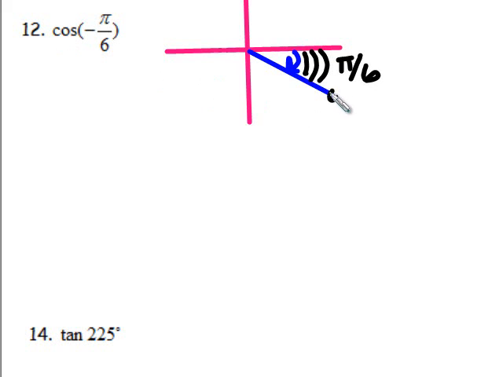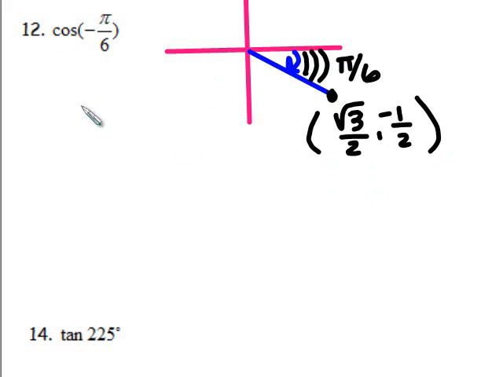Cosine is the x value. So this point at a pi over 6 or a 30 degree reference angle, remember 30 starts with 3. So square root of 3 over 2, 1/2. In quadrant 4, x is positive, but y is negative. Cosine is the x, so it is positive square root of 3 over 2.